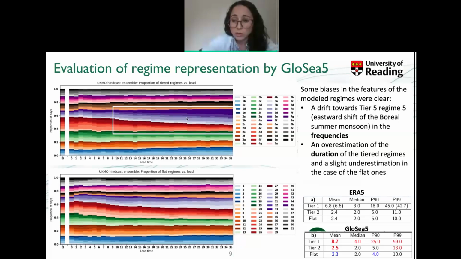And regarding the durations, we have these little tables here on the bottom, and we found that there is in general an overestimation of the tier regimes. There's a slight overestimation of the duration of the regimes.